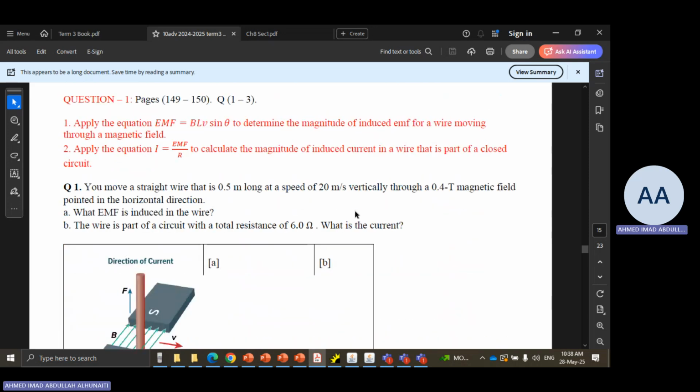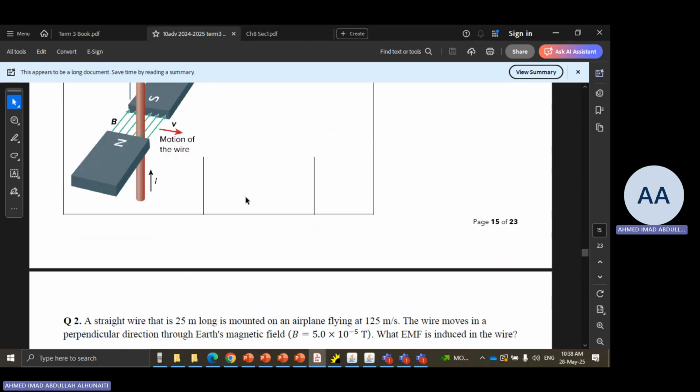Now for the free response: EMF equals BLv sine theta, I equals EMF over R. We already discussed this.